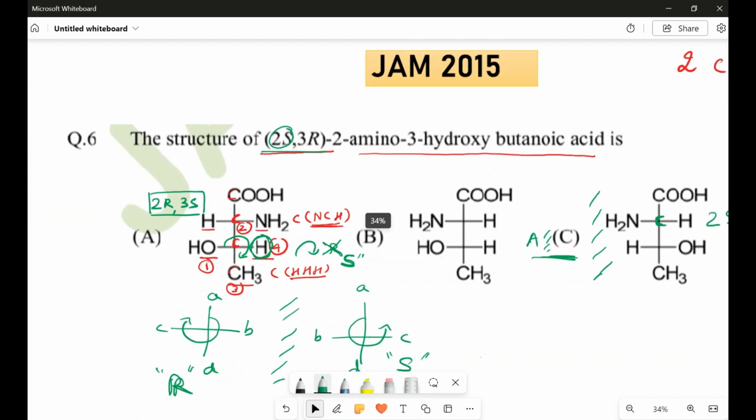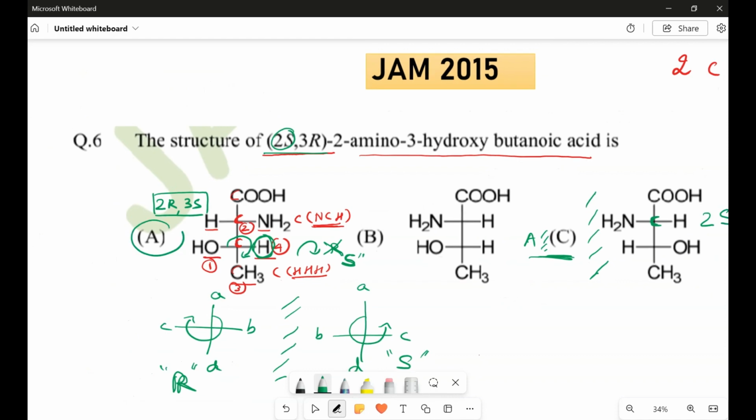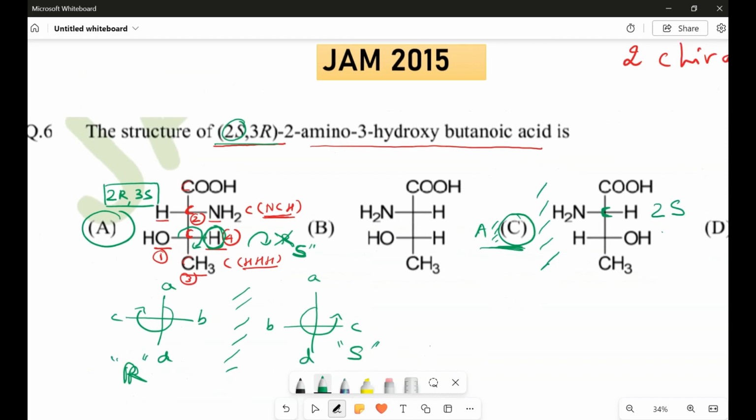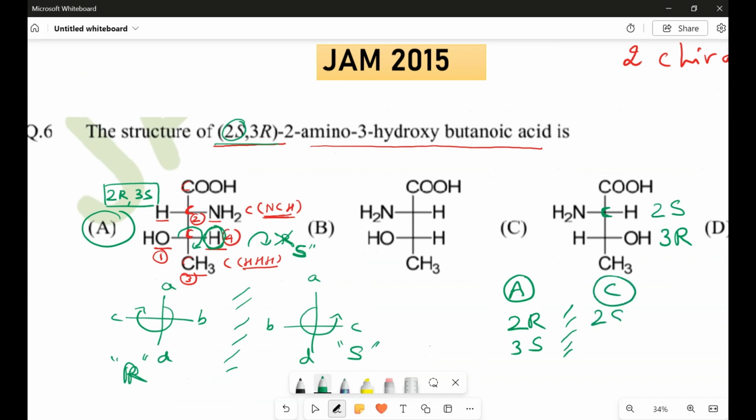As I told, compound A and compound C are mirror images of each other. So if compound A is 2R 3S, compound C, being the mirror image of A, will be 2S 3R, and that is what has been asked. They asked for 2S 3R 2-amino-3-hydroxy. So the answer is option C.